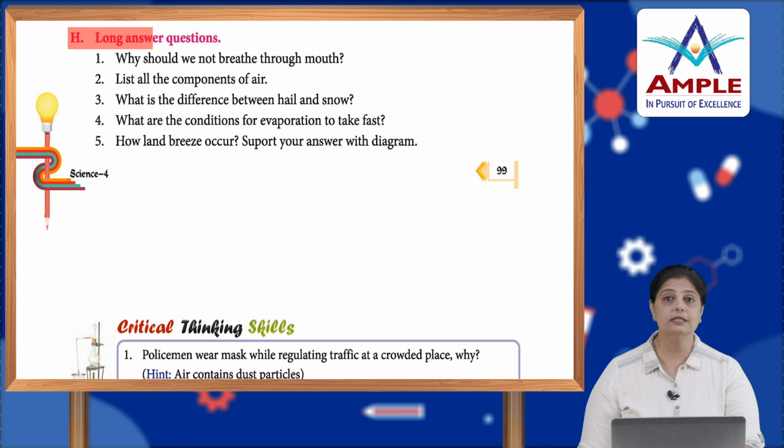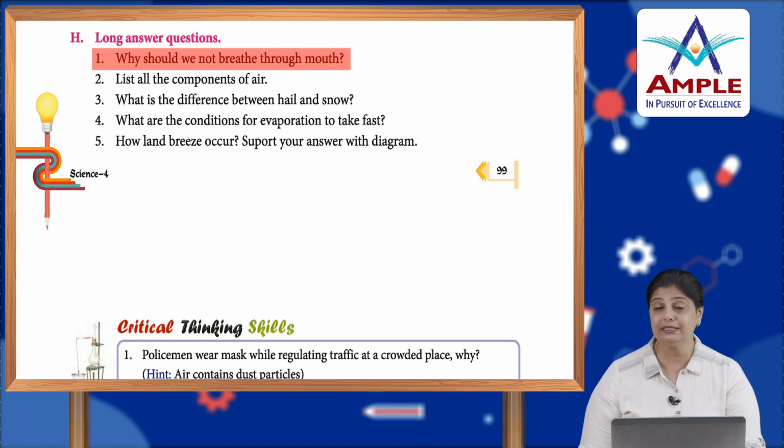Now, long answer questions. Why should we not breathe through the mouth? We've already said about the tiny particles entering our nose, and the tiny hair in the nose that prevents the dust particles from entering inside, whereas the mouth does not have hair, so the air does not get filtered. That's why. So, elaborate this answer.